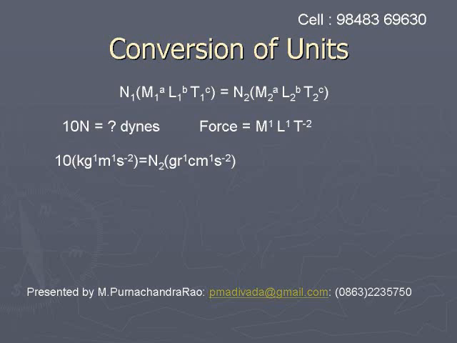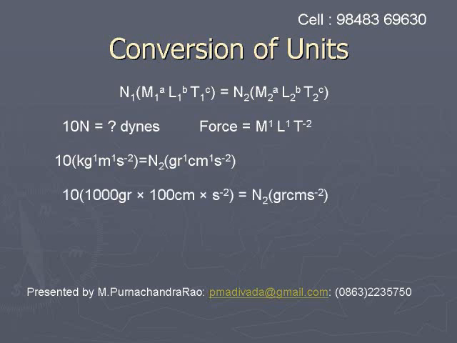So, we can express n1 m1 to the power of a, L1 to the power of b, T1 to the power of c is equal to n2 into m2 to the power of a, L2 to the power of b, T2 to the power of c as 10 into kg to the power of 1, meter to the power of 1, second to the power of minus 2, equal to n2 into, let us take dyne as the unit in the CGS system, so m is gram, L is centimeter, T is second, gram to the power of 1 into centimeter to the power of 1 into second to the power of minus 2. The left one is taken as SI system, the right one as CGS system.